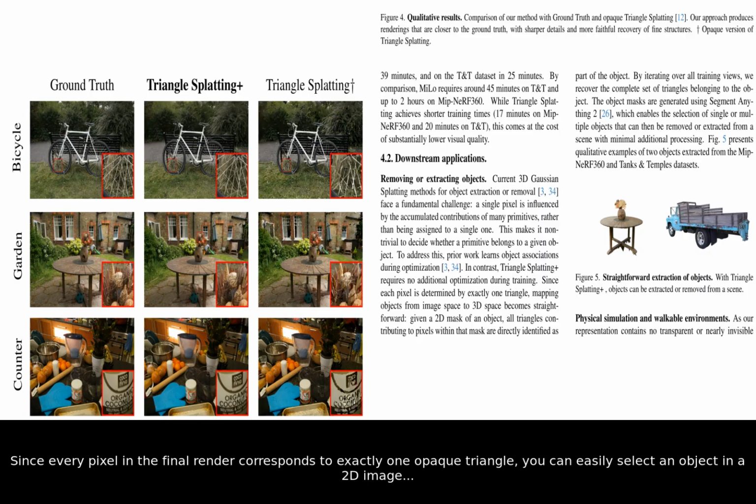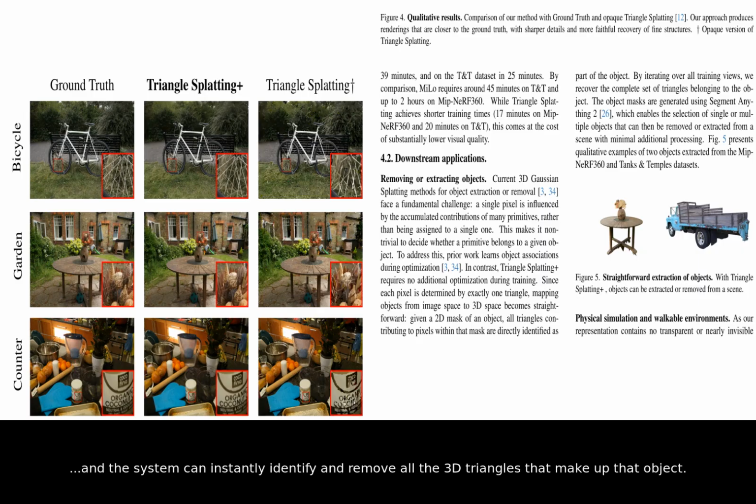Since every pixel in the final render corresponds to exactly one opaque triangle, you can easily select an object in a 2D image. And the system can instantly identify and remove all the 3D triangles that make up that object.